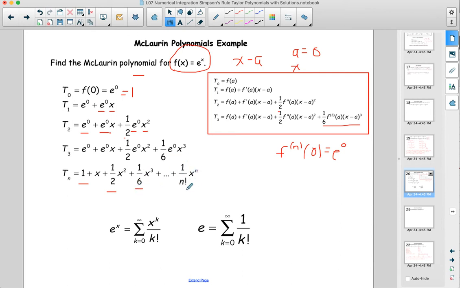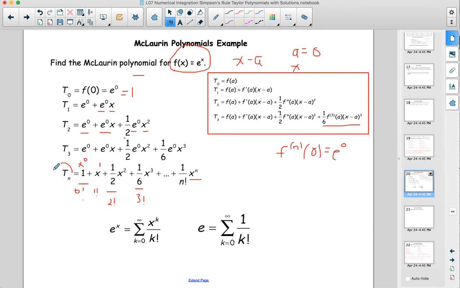Now if we're ready to generalize, think of the position number. This is position number 0, and I can view this as x to the 0. There's x to the 1 in position 1, x squared in position 2, x cubed in position 3. That means we need x to the n in position n. And notice the factorials here: this is 0 factorial, this is 1 factorial, this is 2 factorial, this is 3 factorial. So all the way out to the nth term, we would have 1 over n factorial times x to the n.